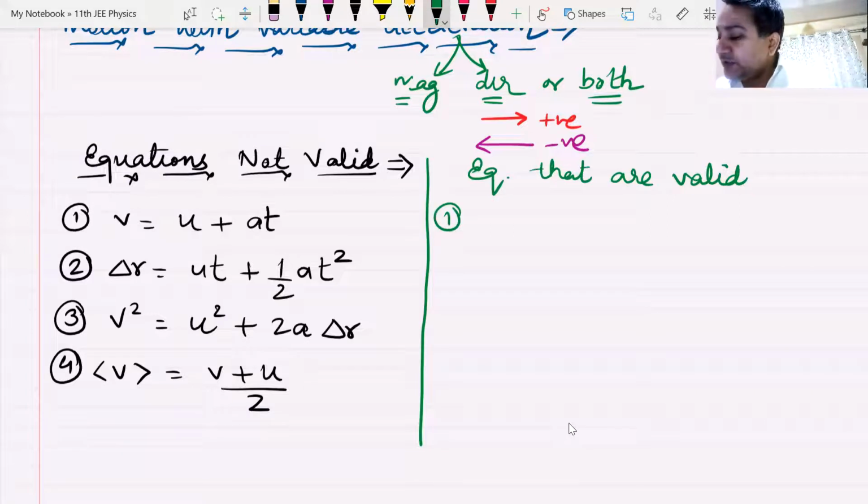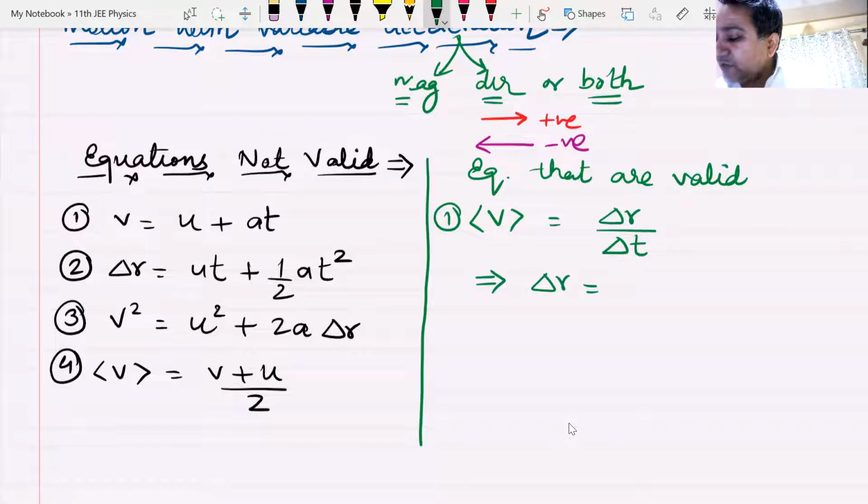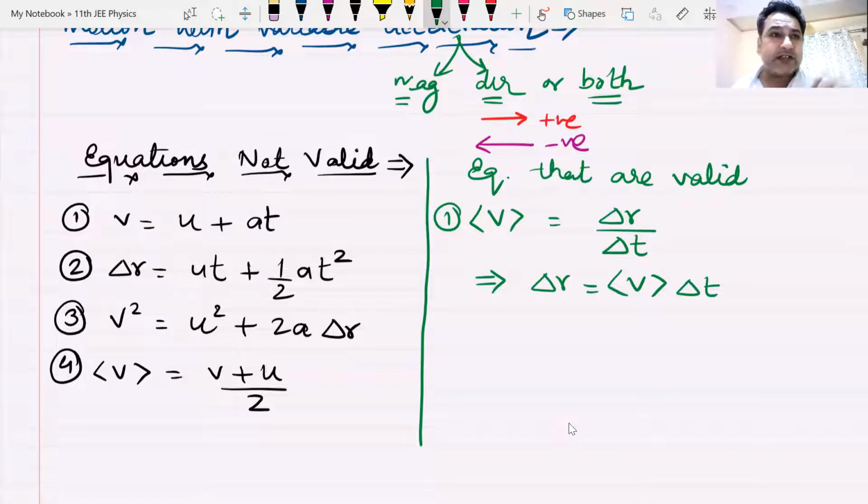Go on to the first equation. V average velocity was total displacement divided by total time. That was the definition of average velocity. It is still valid. This equation can be written like this: displacement will be equal to V average multiplied by delta T. This equation is valid whether the motion is constant acceleration or variable acceleration.